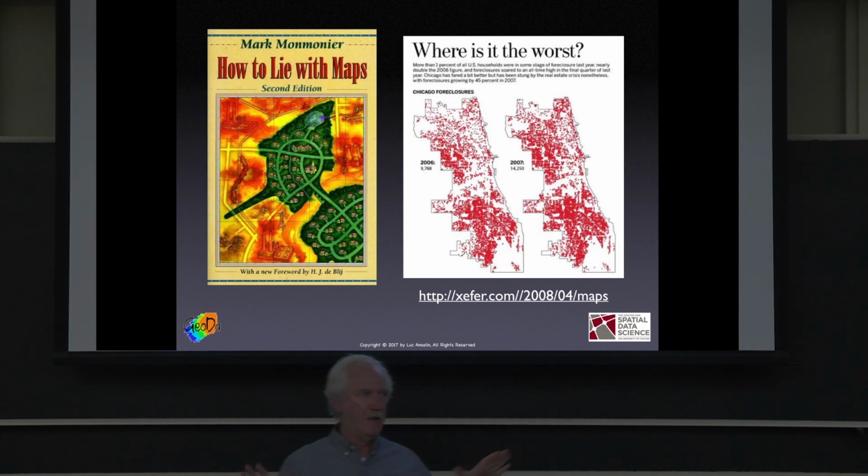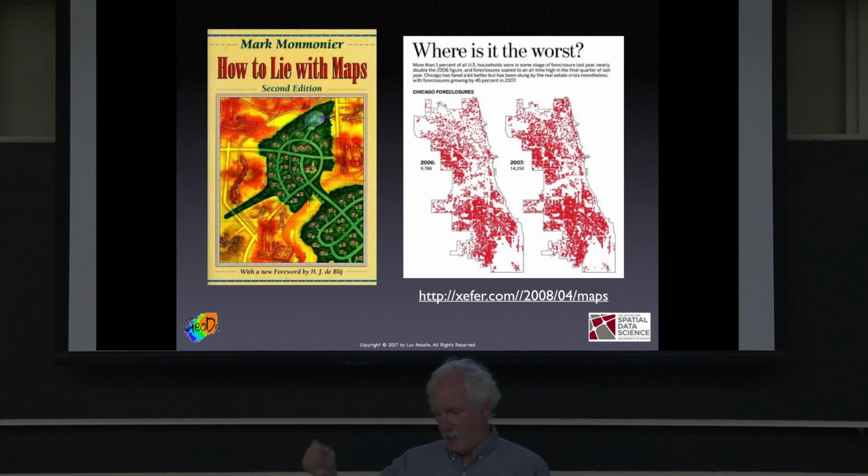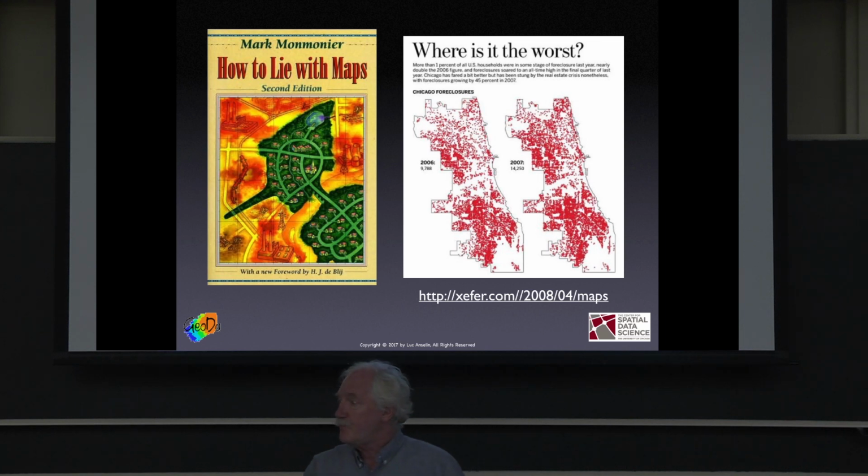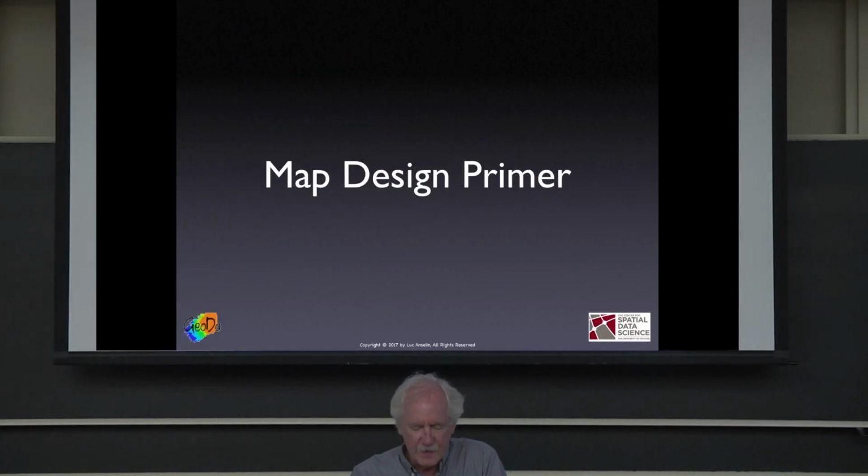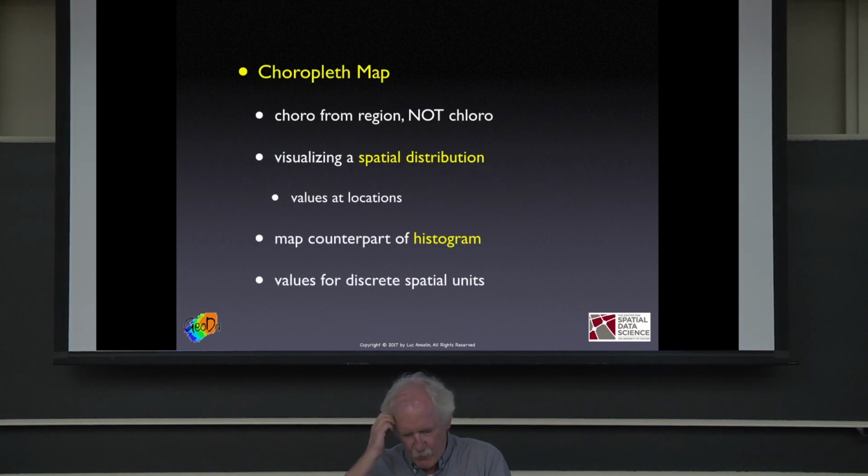I'm not saying that it was in this particular instance, but it's probably more like an oversight. Somebody uses the default dot size in the map, and all of a sudden it looks like all of Chicago is foreclosed, and it really isn't. So these are some things to think about, and as I said, this is not a cartography lecture, but I do want you to at least know what to think about and what to look for.